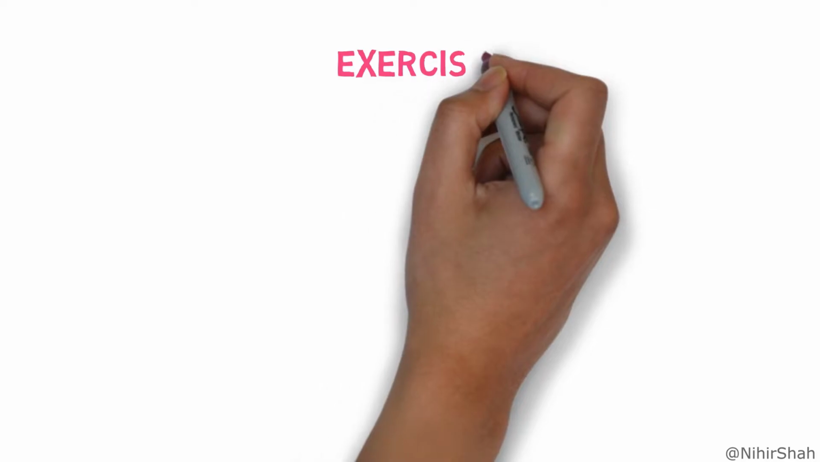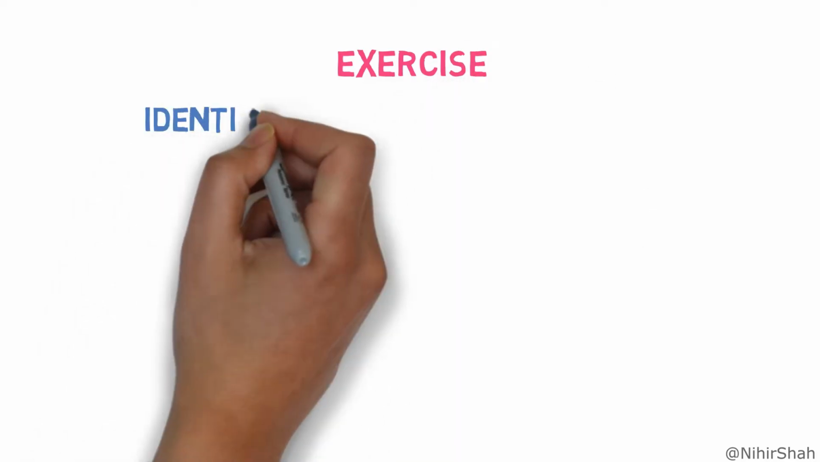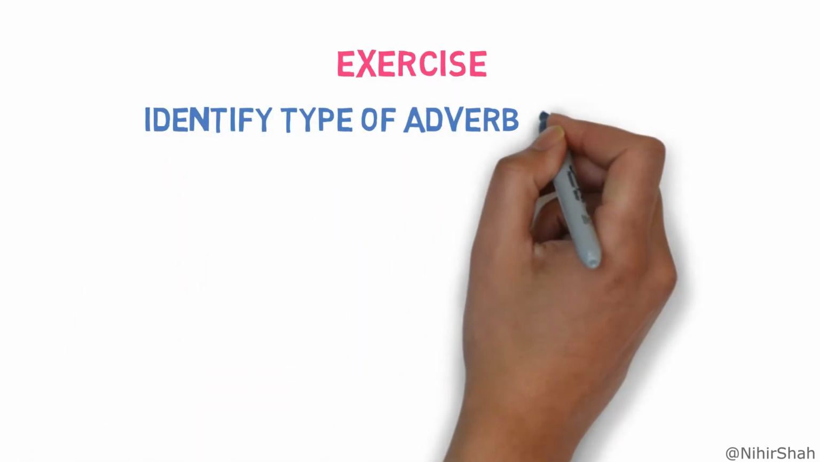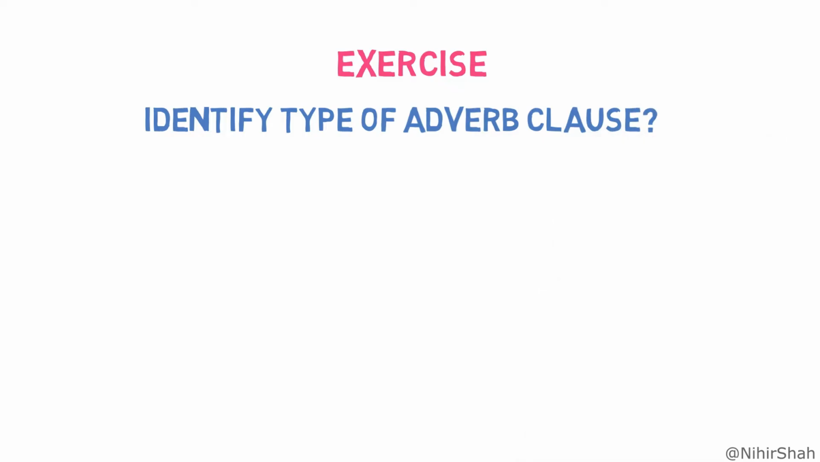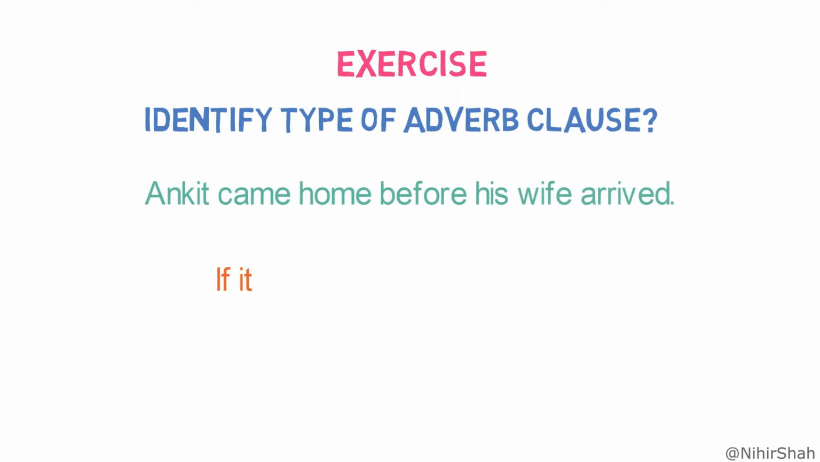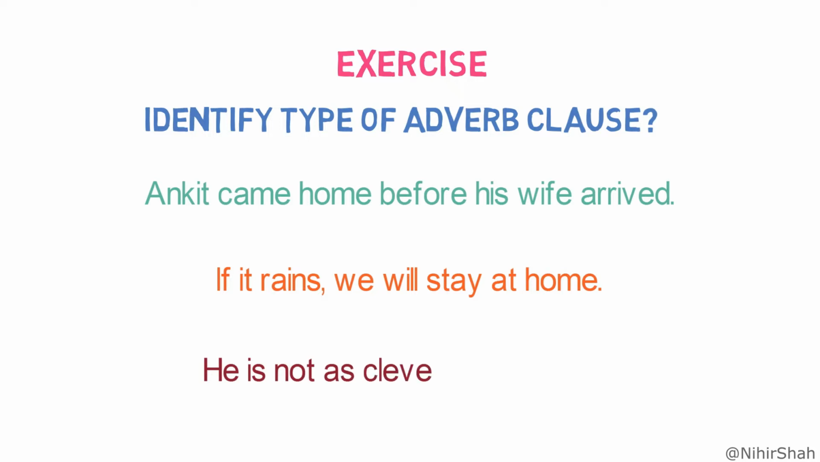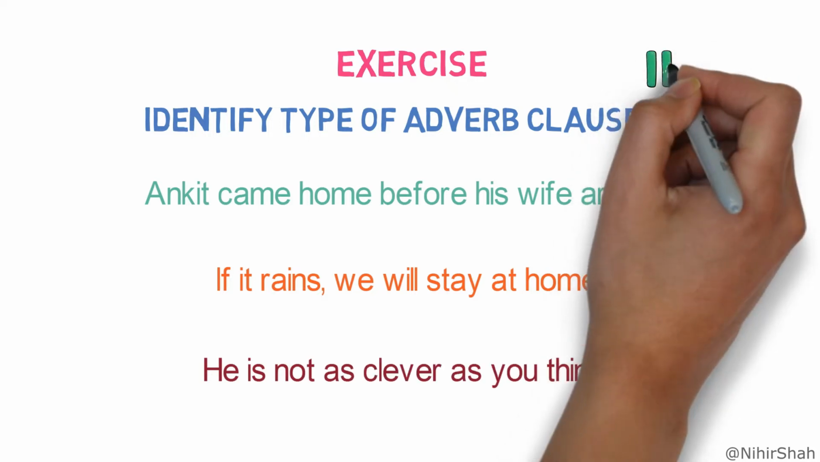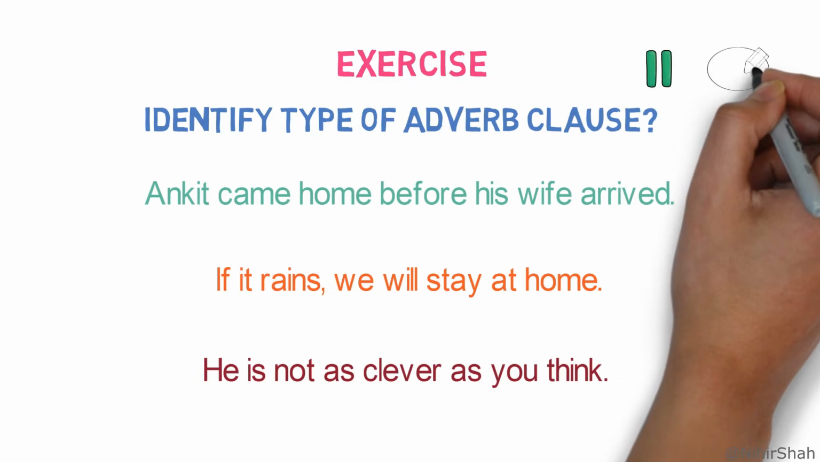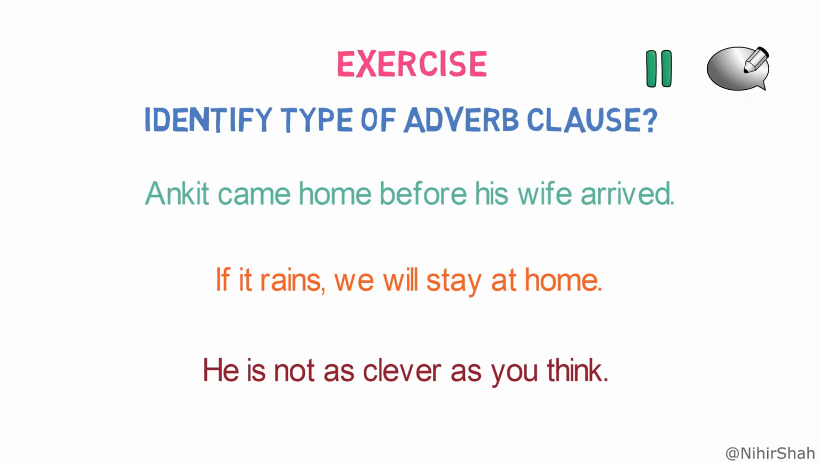Now, let me give you an exercise. Here, you need to identify the type of adverb clause from the 9 adverb clauses that we have learned today. The sentences are, Ankit came home before his wife arrived. If it rains, we will stay at home. He is not as clever as you think. Pause the video, solve the exercise and message me the answers in the comment. I will be waiting for it.